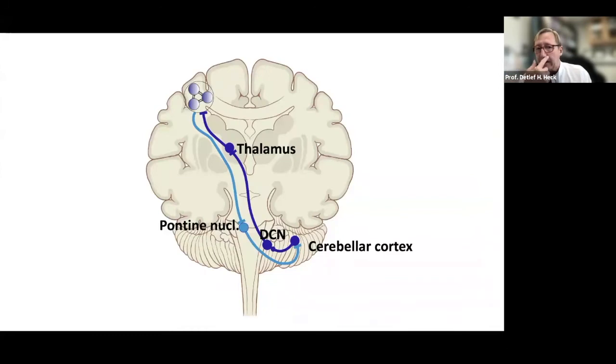And this is the current, or if you wish, the traditional view of how the two structures communicate. So you have a cerebellar cortical output that goes to the deep cerebellar nuclei, to the thalamus, and to a cortical area. And then that cortical area projects back to the cerebellum where its cerebellar input originated, via the pontine nuclei.